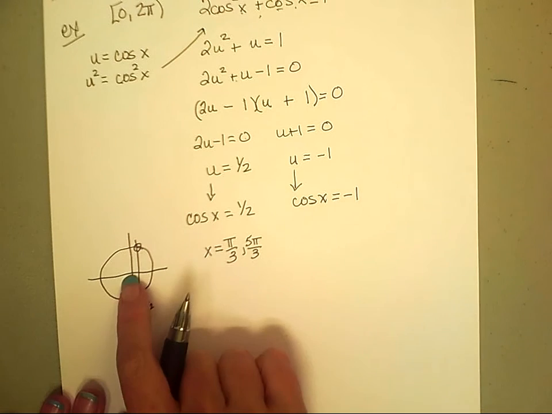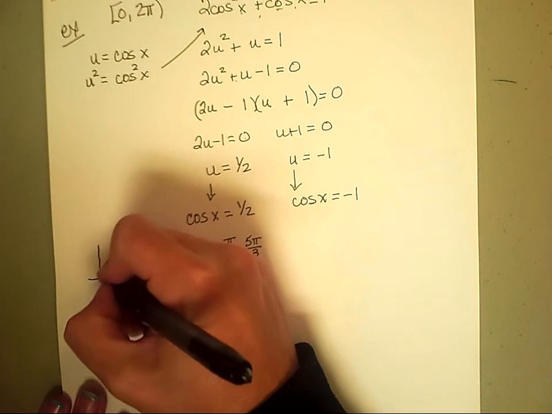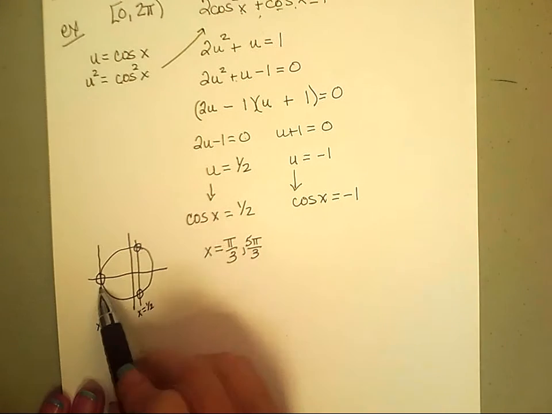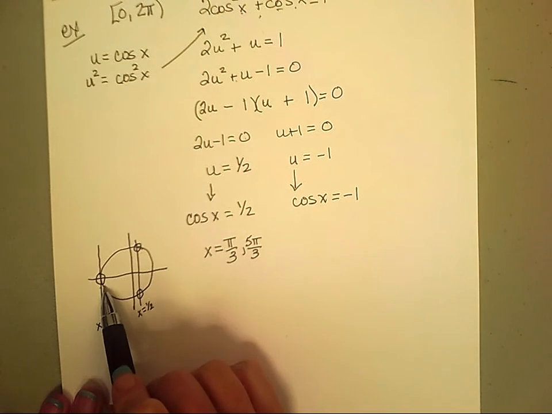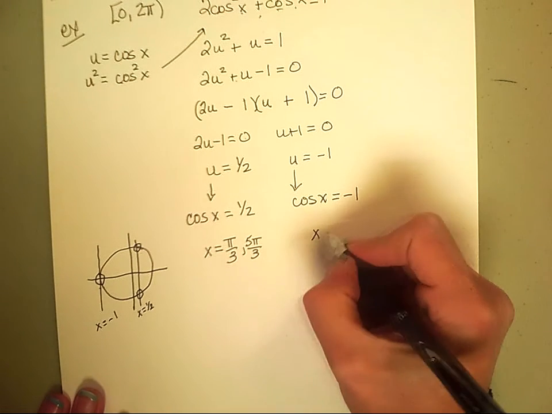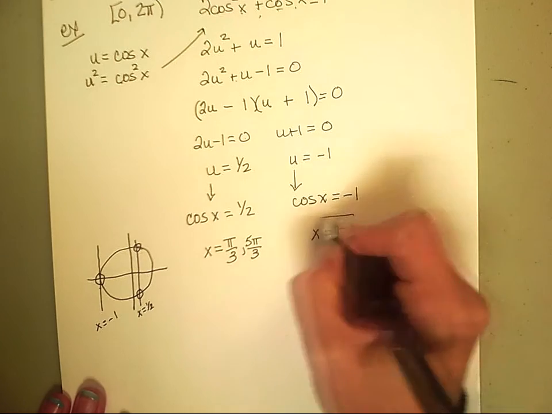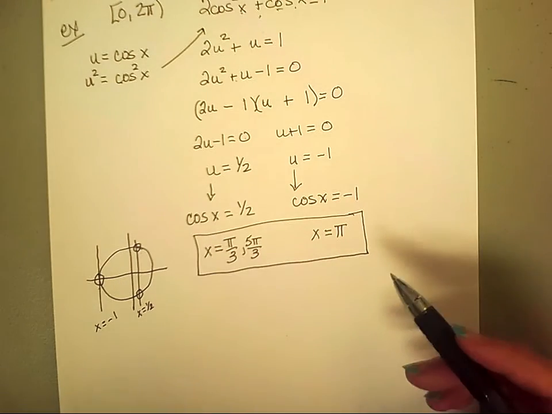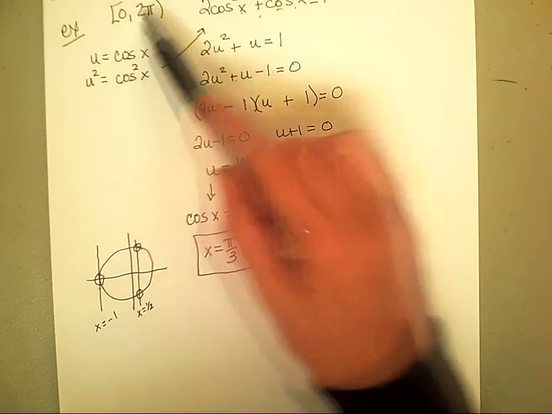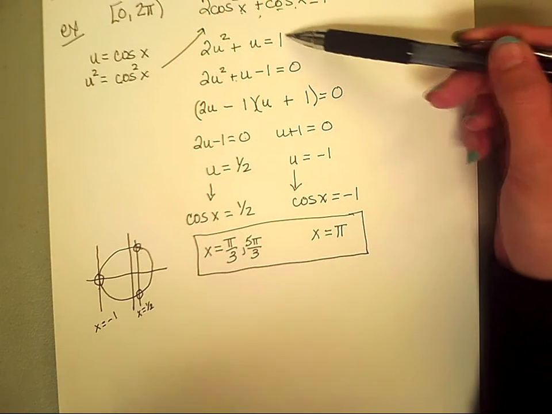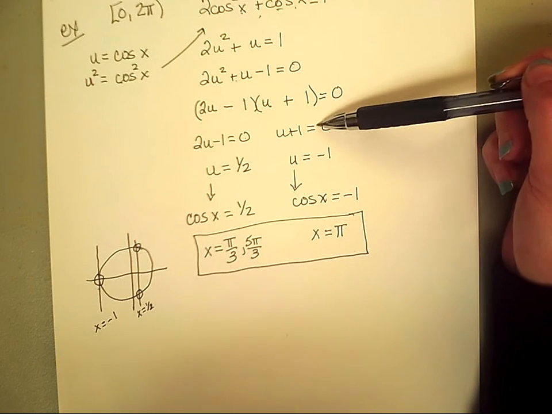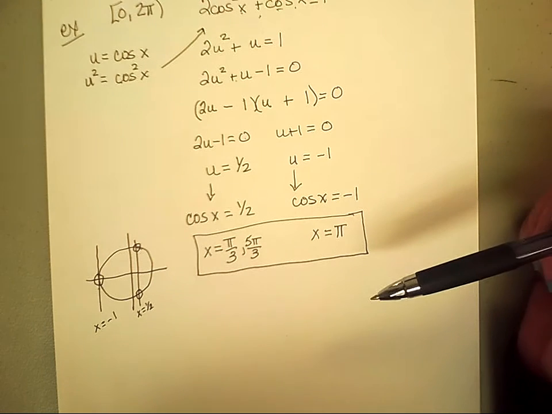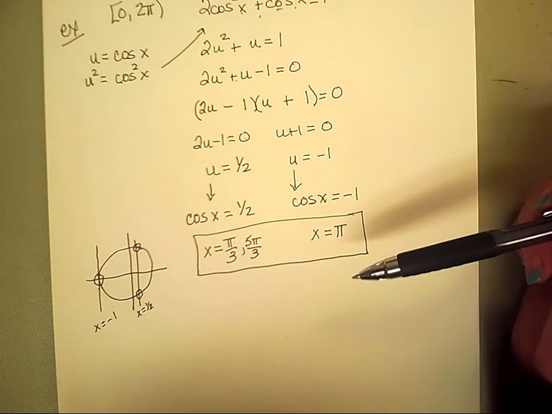Now where is the cosine of x equal to negative 1? Well, remember the cosine being the x value, negative 1 happens here, so this is the line x is equal to negative 1, and it intersects the circle in one point, and that point is specifically at pi. So in this case, on 0 to 2 pi, we can do a u substitution and factor, and find out that there's actually 3 solutions to this.